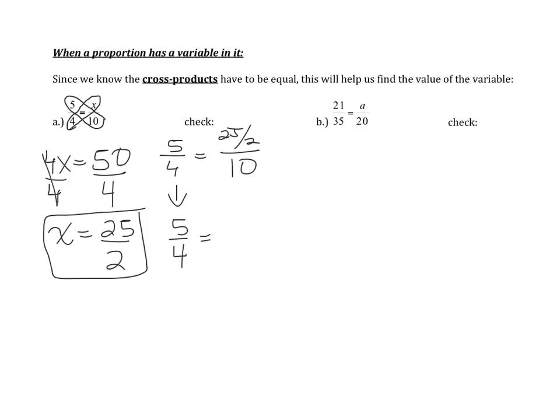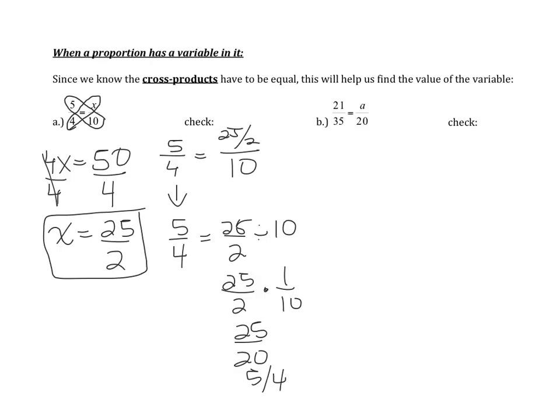Remember, essentially what I'm asking you to do is 25 over 2 divided by 10, which is 25 over 2 times 1 over 10. So multiply straight across and you get 25 over 20. And 25 over 20, dividing the top and the bottom by 5, does give you 5 over 4. So in the end, you do get that 5 over 4 is equal to 5 over 4. Now, that's one way to do your check. There is another way to do your check, so just tune into this one.